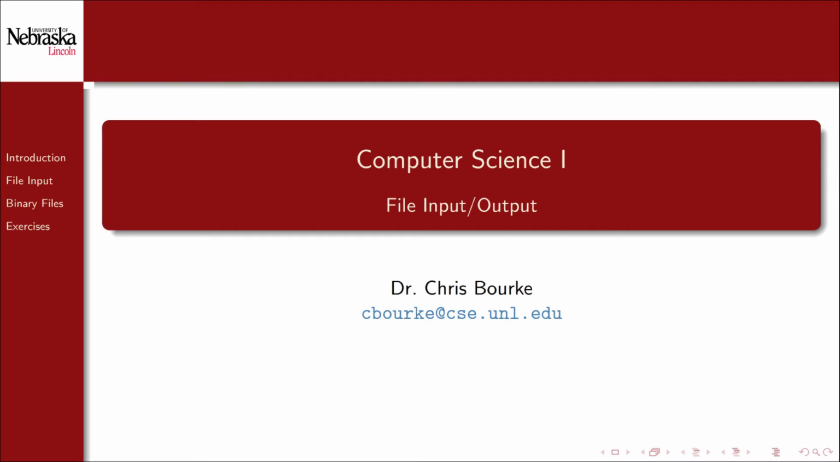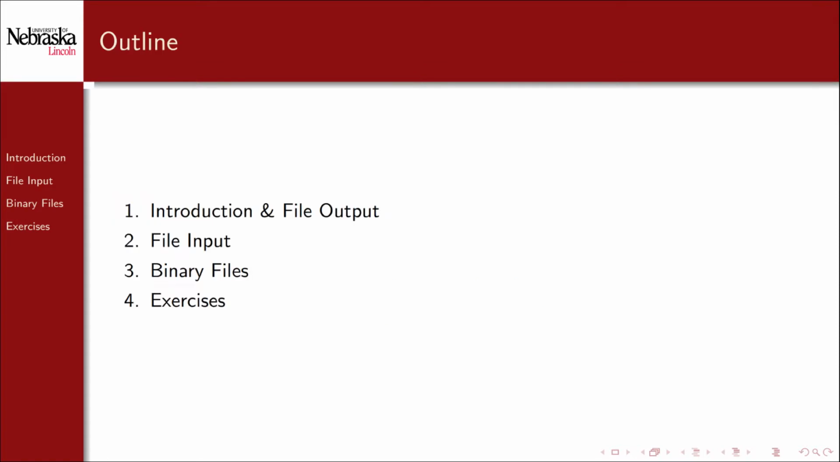In this module, we'll cover file input and output. This module is split into four parts. In this first part, we'll give an overview of files and file I/O and cover how to do simple plain text file output in C. In the second part, we'll cover how to do file input. We'll cover the differences between plain text and binary files in the third part and conclude with a couple of exercises.